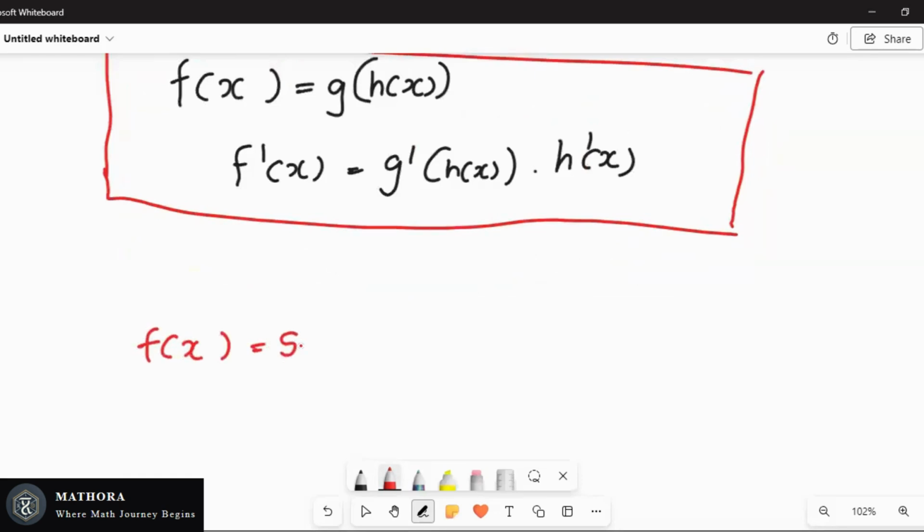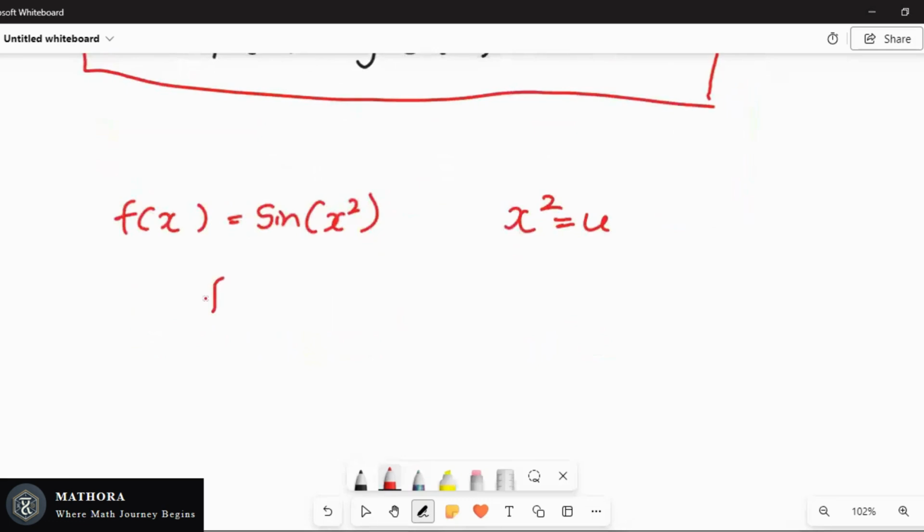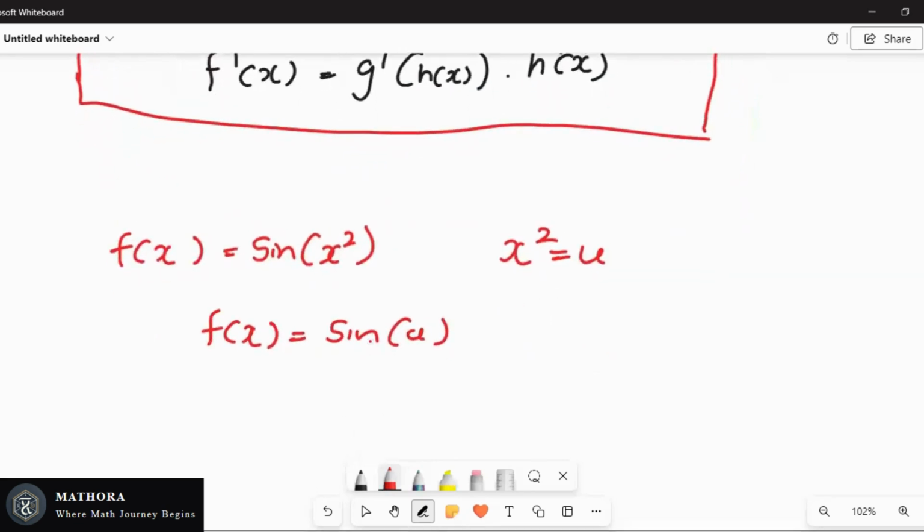So let's look at a simple example like f(x) equals sine of x to the power of 2. Here, the outer function is sine u, as we can assume x to the power of 2 equals u. So we can write it like this: f(x) equals sine u. First we need to find the derivative of sine u. So f dash x equals cos u times the derivative of the inner function, that means the derivative of u, that will be u dash.